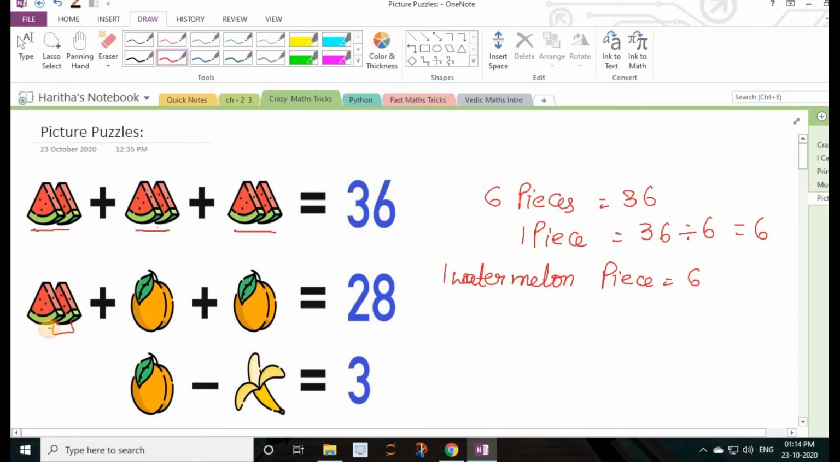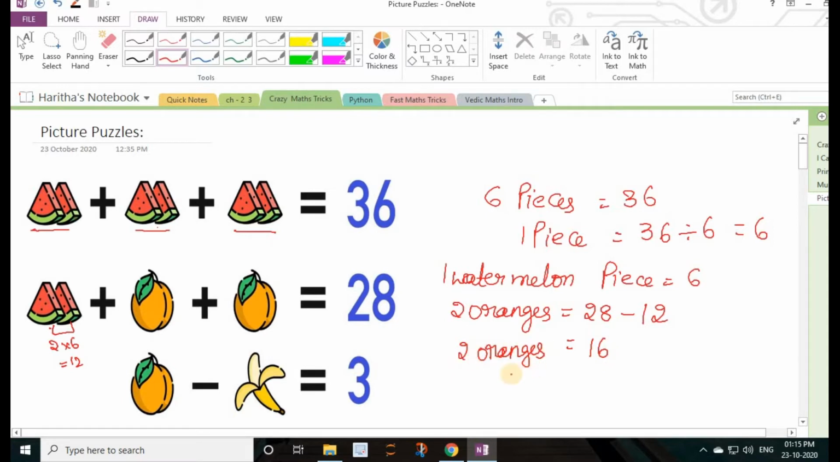So here what they have given for the second step. So here 2 are there. So 2 6s are 12, and here 2 same fruits, so we'll go for 2 oranges is equal to 28 minus, and this plus will go to the opposite side, it will become minus, right? So 12. 28 minus 12 is how much? Yes, 16. So 2 oranges is 16.